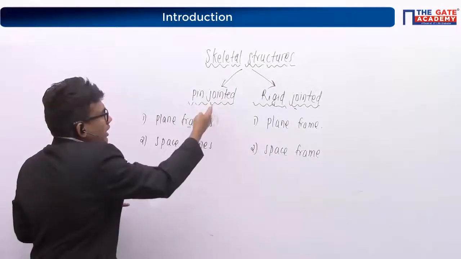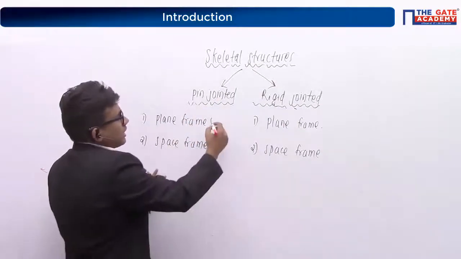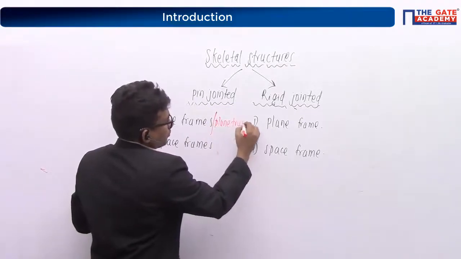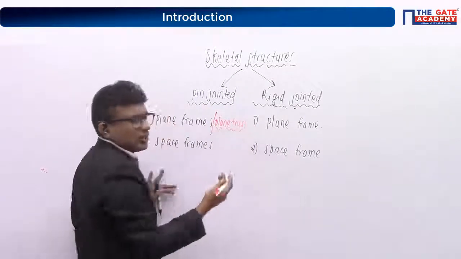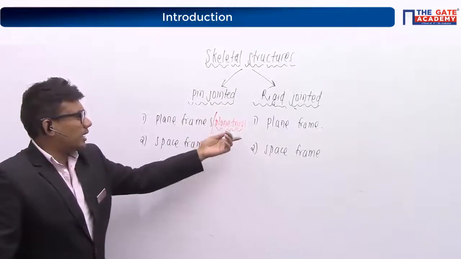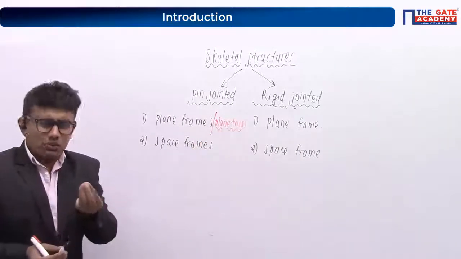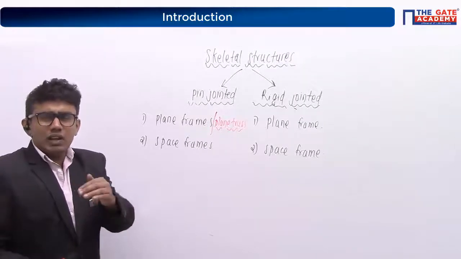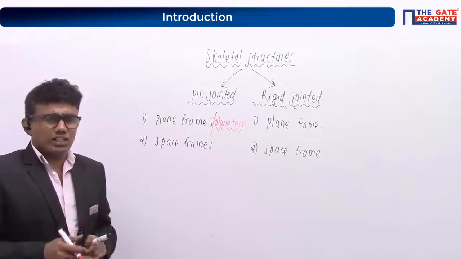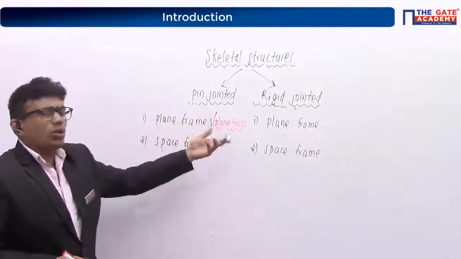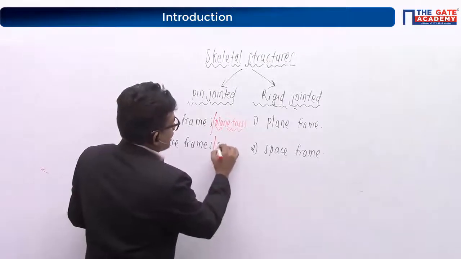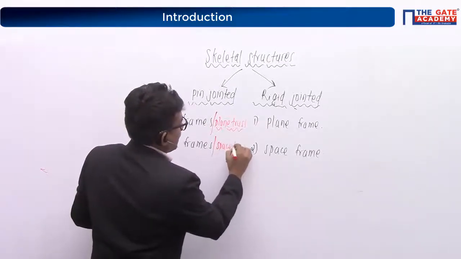See, this pin jointed plane frame, you can call it as plane truss also, but there is actually a difference. Pin jointed plane frame and plane truss, there are some minute differences there. You will understand this when we study the chapter analysis of trusses, but for now you can understand like this: pin jointed plane frame or plane truss. Similarly here, space frames are also called space truss.